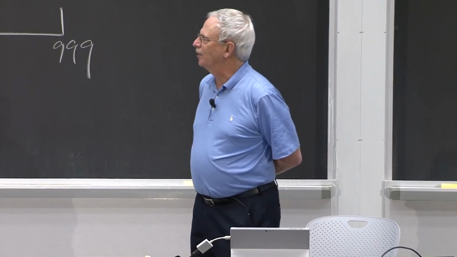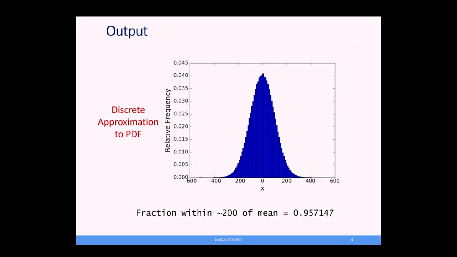When I run the code, I get this. So it is a discrete approximation to the probability density function. You'll notice, unlike the previous picture I showed you, which was nice and smooth, this is jaggedy. You would expect it to be. And again, you can see it's very nice that the peak is what we said the mean should be, 0, and then it falls off, and indeed, slightly more than 95% fall within 2 standard deviations of the mean.